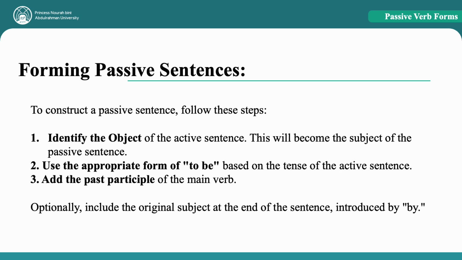To construct a passive sentence, follow these steps. Identify the object of the active sentence. This will become the subject of the passive sentence. Use the appropriate form of to be based on the tense of the active sentence. Add the past participle of the main verb. Optionally, include the original subject at the end of the sentence, introduced by "by".